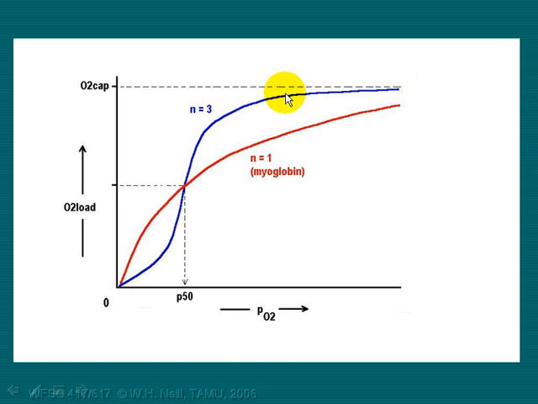And then here's the myoglobin relation for the same P50, where you don't have an inflection at all. It's just a straight hyperbolic. But they cross at this point where we have half the capacity occupied or used, and we're at the P50.